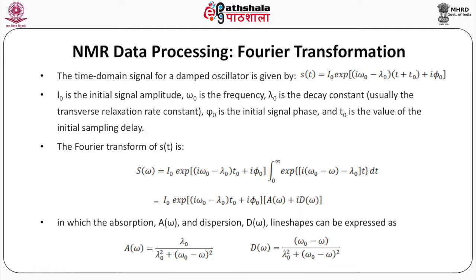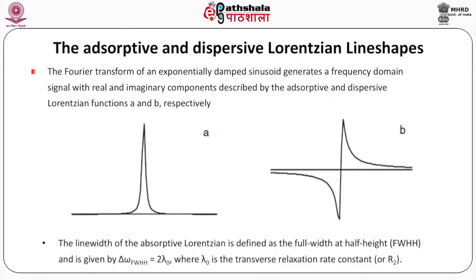The Fourier transform of S(t) is S(omega), and there is this expression determining it, in which the absorption A(omega) and dispersion D(omega), as we have seen before, these line shapes can be expressed as A(omega) = lambda 0 divided by [lambda 0 squared plus (omega 0 minus omega) squared], and the dispersion D(omega) = (omega 0 minus omega) divided by [lambda 0 squared plus (omega 0 minus omega) squared]. The absorptive and dispersive Lorentzian line shapes.